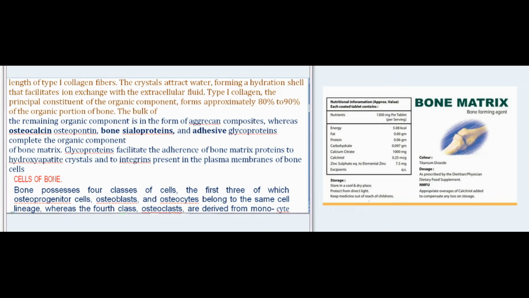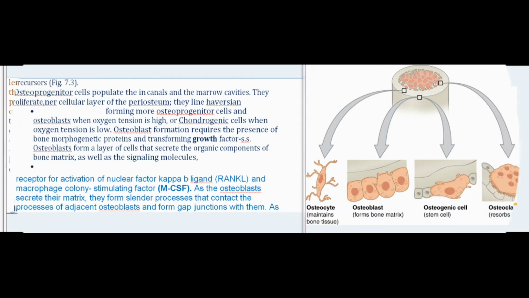Cells of bone. Bone possesses four classes of cells, the first three of which, osteoprogenitor cells, osteoblasts, and osteocytes, belong to the same cell lineage, whereas the fourth class, osteoclasts, are derived from monocyte precursors, Figure 7.3.